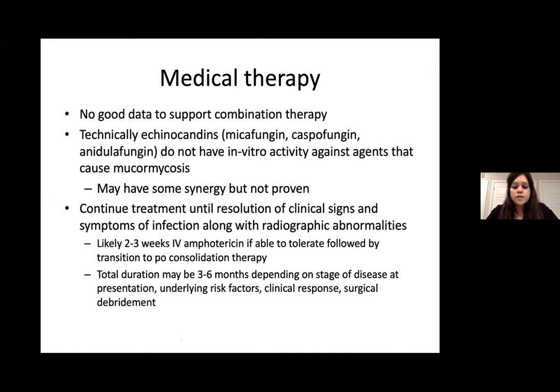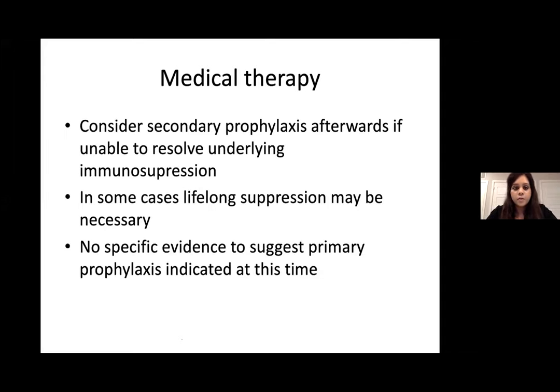You want to continue treatment until there is resolution of clinical signs and symptoms of infection, along with radiographic abnormalities. So likely you're looking at 2 to 3 weeks of IV amphotericin B if they're able to tolerate that for that long, followed by transition to PO consolidation therapy. Your total duration will vary depending on the stage of disease at presentation, underlying risk factors, whether you can adjust those risk factors, clinical response, and how much surgical debridement was able to be performed. So you're looking at probably 3 to 6 months overall of treatment. It's a pretty long course.